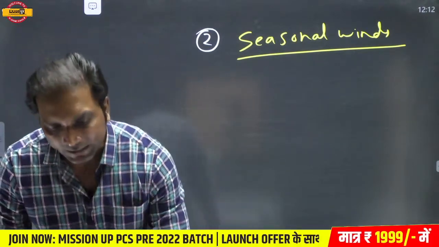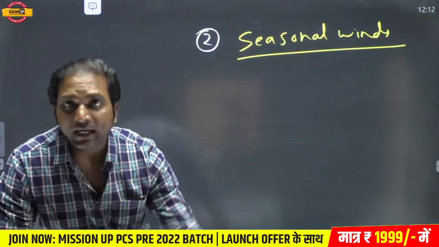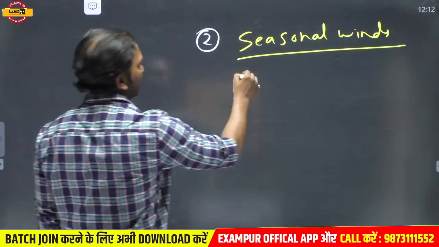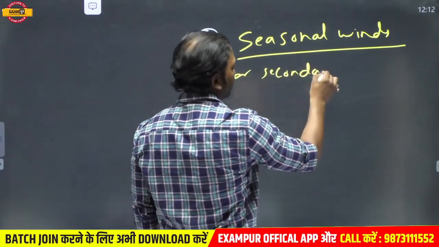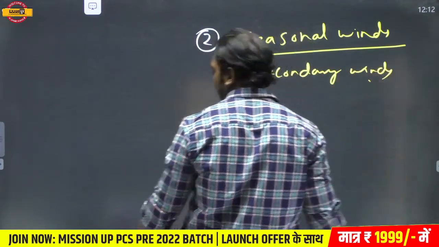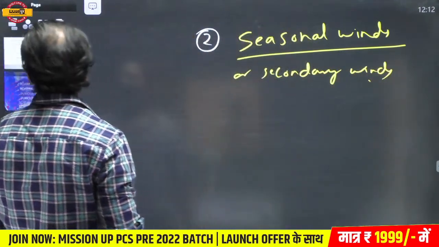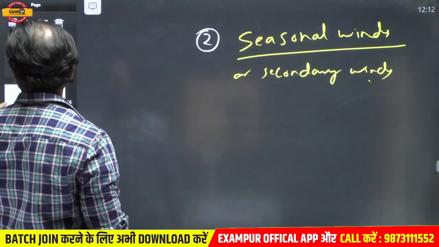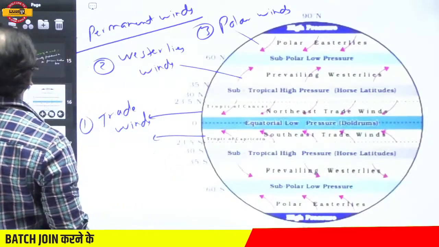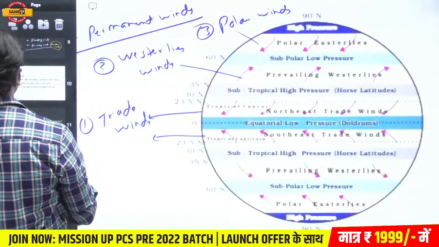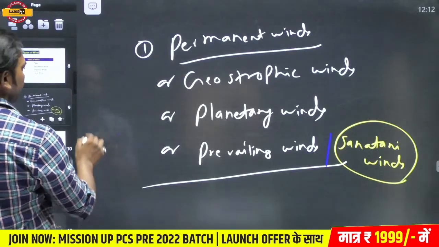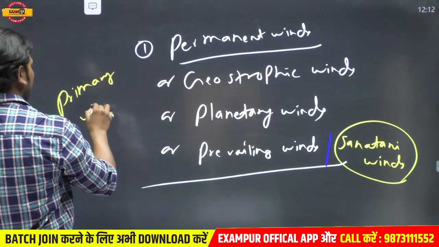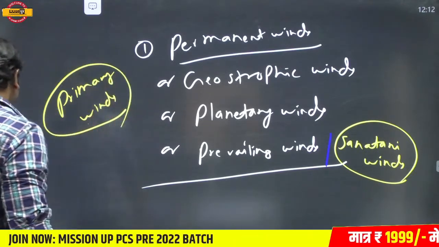So now we are coming to the secondary or seasonal winds. That was the primary, and here it is the secondary. Many times questions are made on secondary winds, and the permanent winds are the primary winds. These are the primary winds.